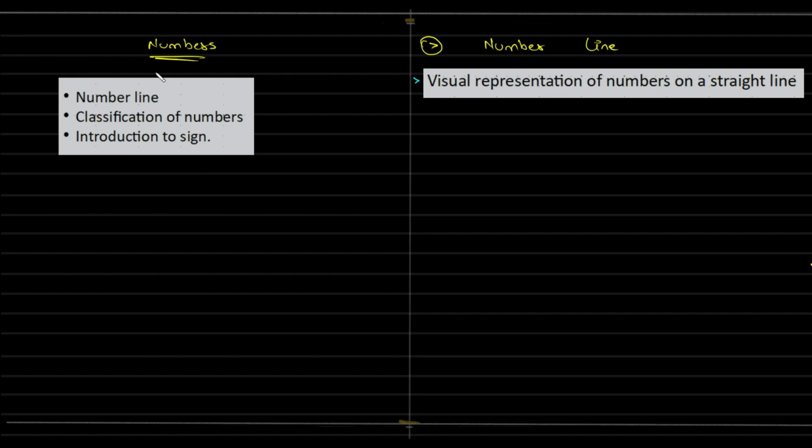Looking at numbers, we're going to start off with the number line and an introduction to sign. In between we have classification of numbers. The basic idea of a number line you guys already know. It's a visual representation of numbers on a straight line.